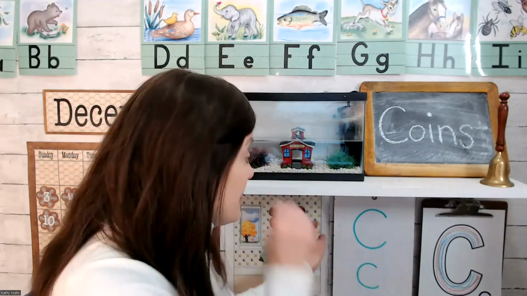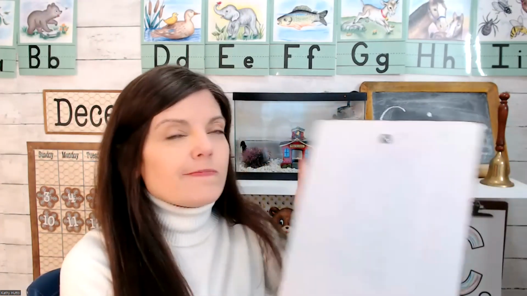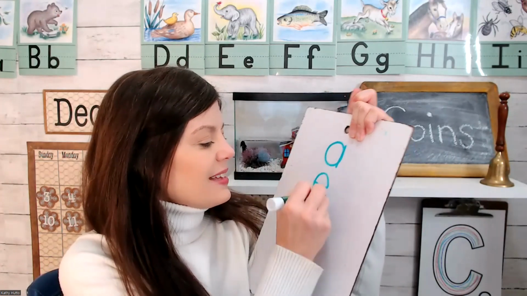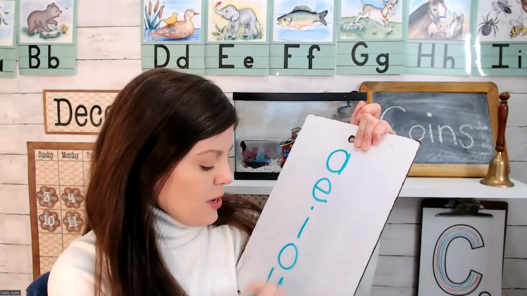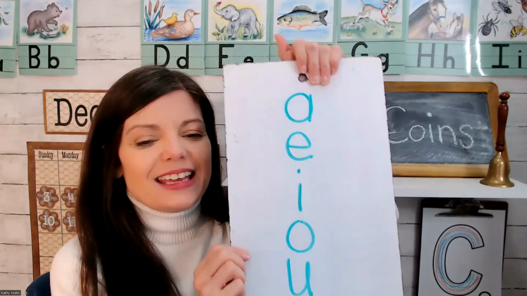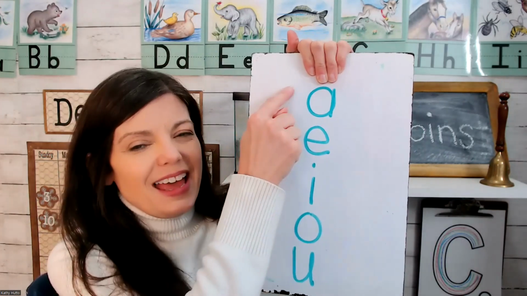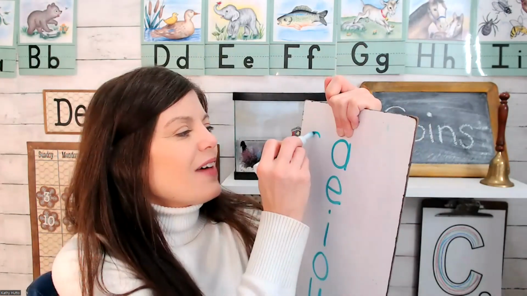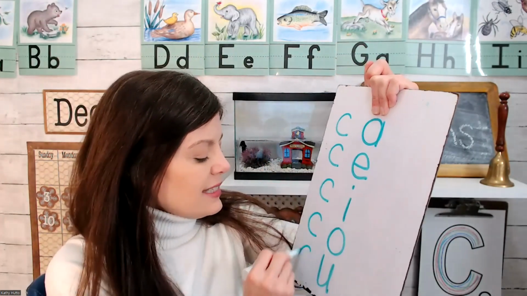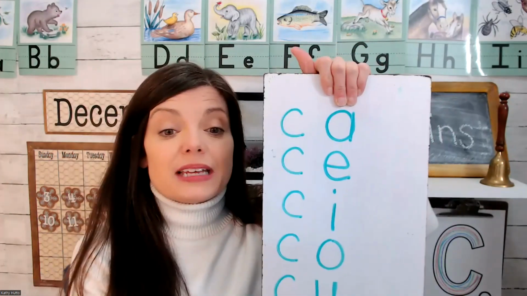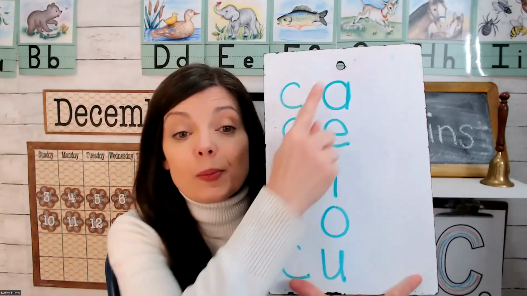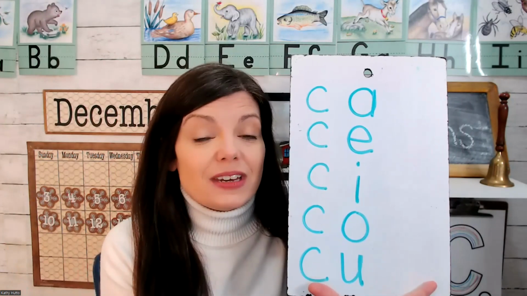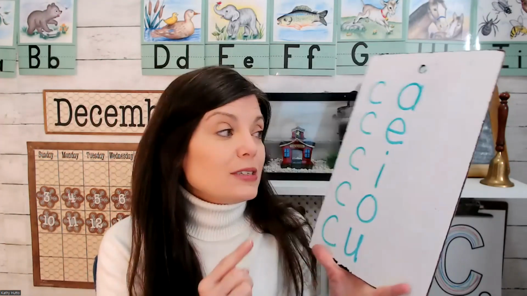Let's use that sound for blending. Can you remember what the vowels are? The vowels are A, E, I, O, U. These are the vowels. Well, let's put letter C in the front and let's blend these sounds together. I'll just use the hand motions to remind you what the vowels sound like, but you can go back and watch the entire Vowel People class video. The link is below if you need to review those sounds.